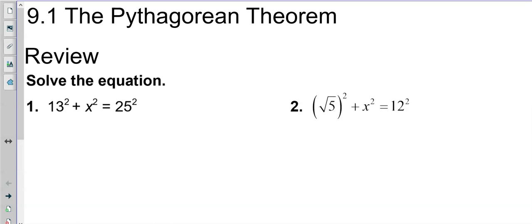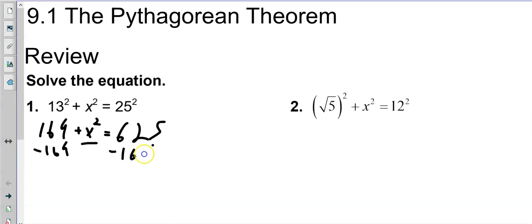All right, the Pythagorean Theorem. A few review problems. Okay, so first off, if you look at this problem, we need to evaluate the numbers. So 13 squared is 169. And 25 squared is 625.